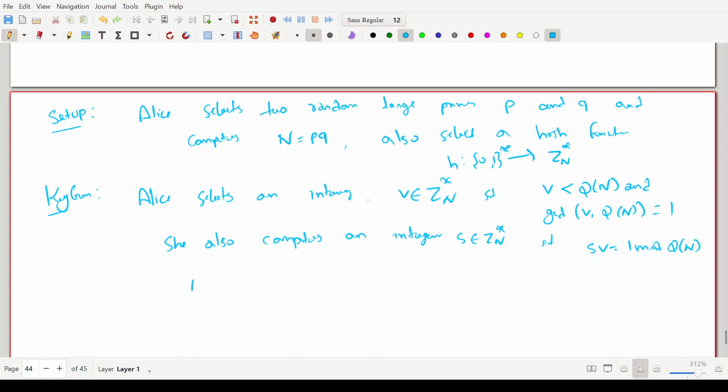Finally, the public key for Alice is v and n, and the secret key is s. So this s is actually the signing key, and that is secret. And the public key is the verification key.